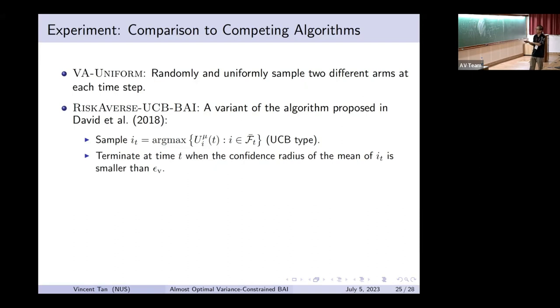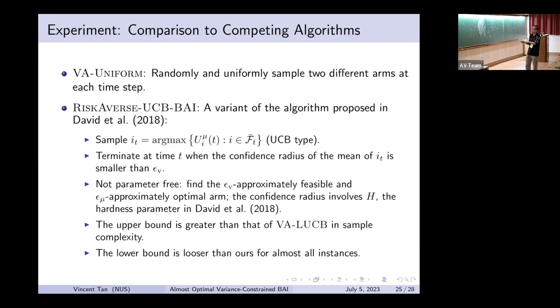And basically, they do this at each point in time. This is the empirically feasible set. They pull the arm that maximizes the upper confidence bound on the mean. Then they terminate when the confidence radius of the mean is below a certain threshold. That unfortunately has to be chosen as a function of the instance. So it's not completely parameter free, but never mind, let's compare to it.